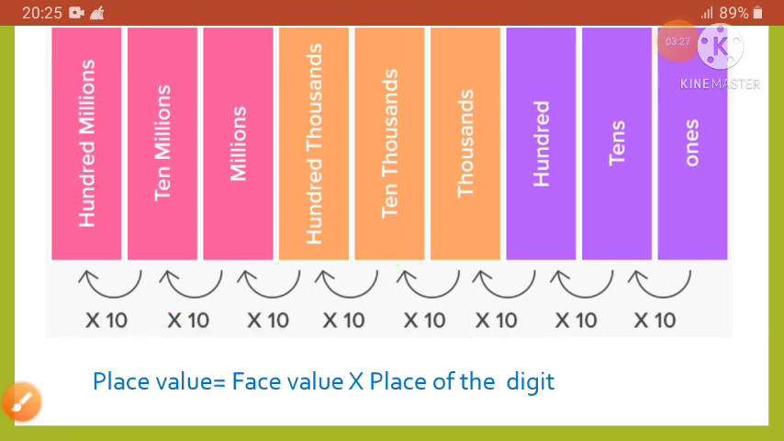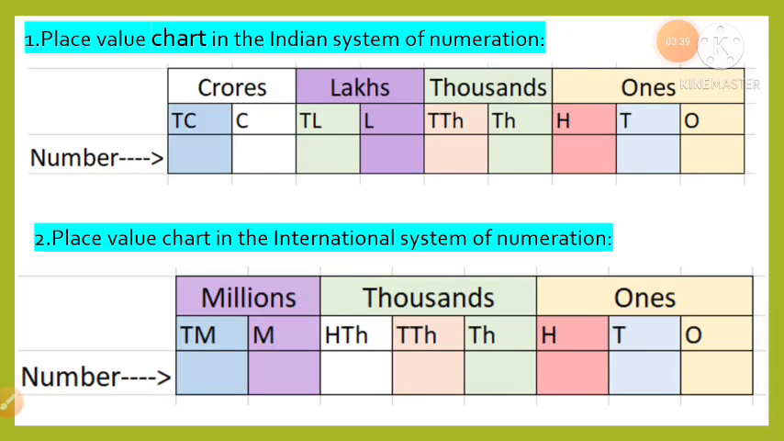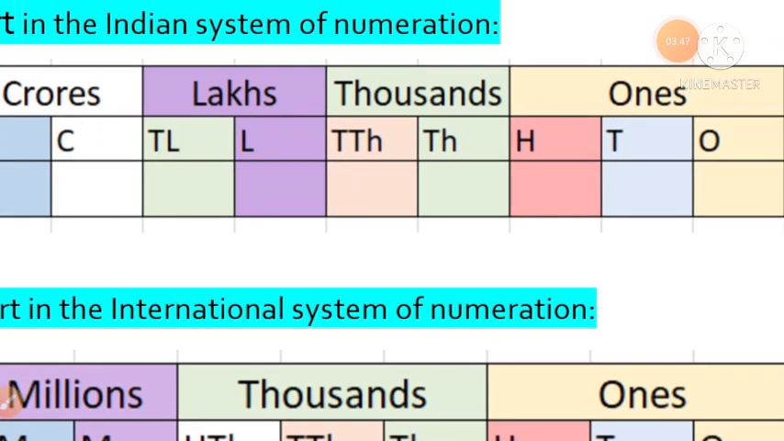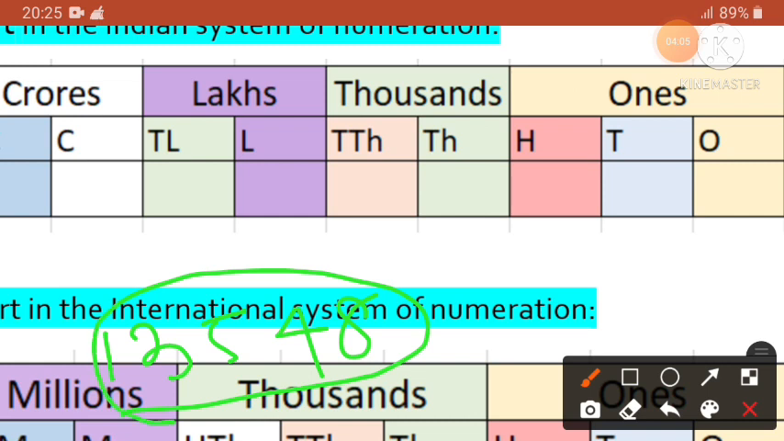Now we are taking a simple example to give you a better idea. Suppose we are taking this place value chart. In this chart we are taking a number, suppose the number is 1 3 5 4 8. That means it is a 5 digit number.